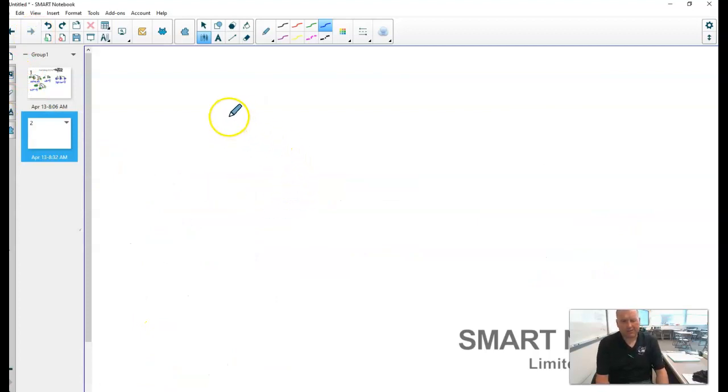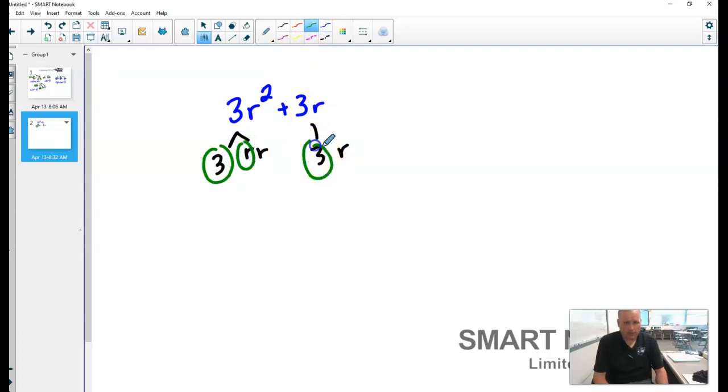What I'm talking about with that is, let's say I had, let's say R squared, let's say plus 3 here, okay? Or let's go 3R, that's good. Okay, and so when I go to break this down, this is going to give me 3 and then R, and then this one's going to give me 3 and R. So what do they have in common? I've got a 3, I've got an R, I've got a 3, and then I've got an R.